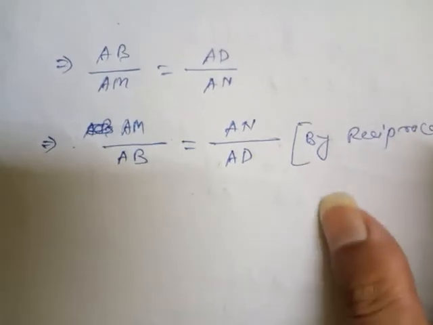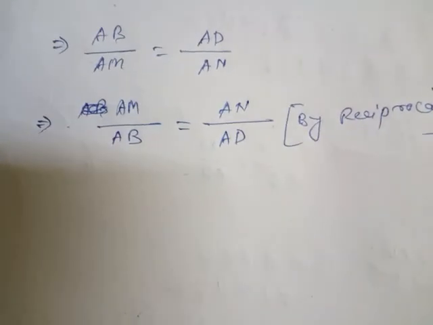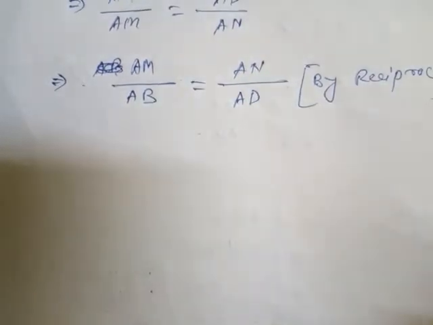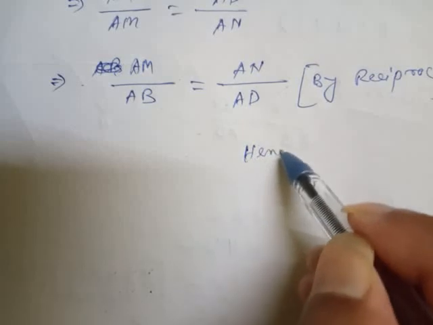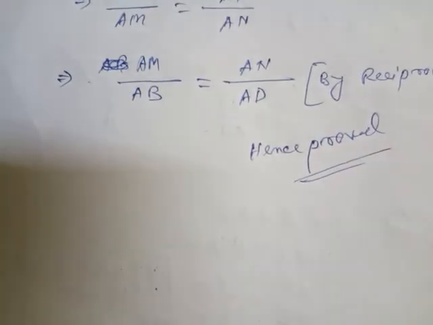So this is the proof, students. This is our proof already, which is given in the question. So you can write here that AM by AB equals AN by AD, hence proved. This is the answer of question number 3.